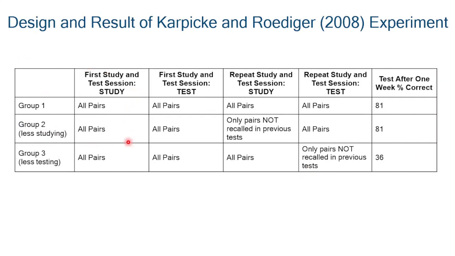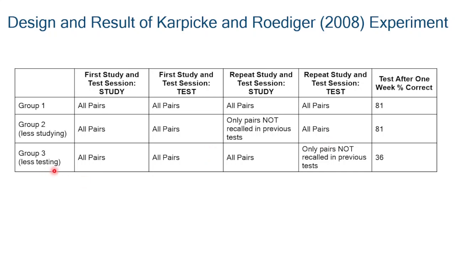In the first study and test session, they studied everything, and all the pairs they studied were tested. Then in the repeat study and test session, group 1 repeated everything they studied. Group 2 had less studying: they only studied the pairs they did not recall in the previous test. So basically, the ones they got wrong were the ones they studied again.